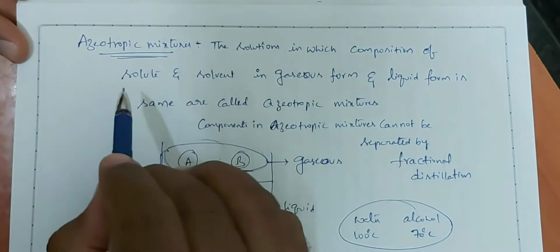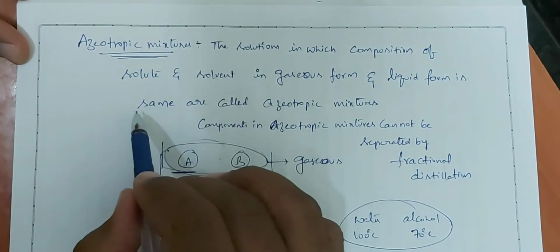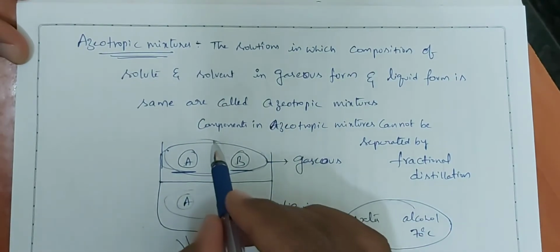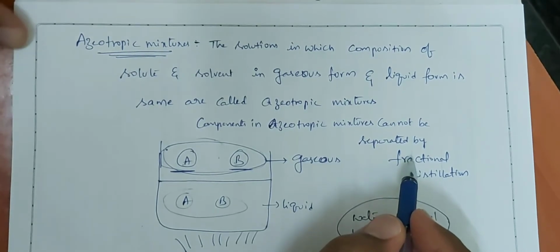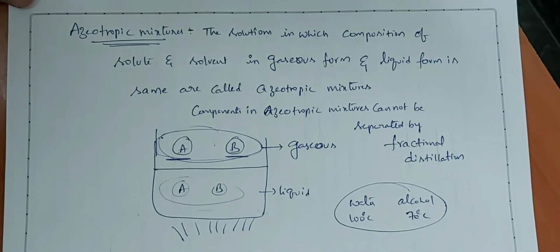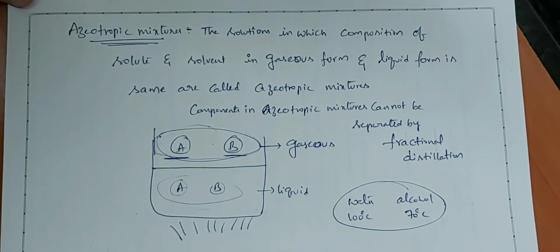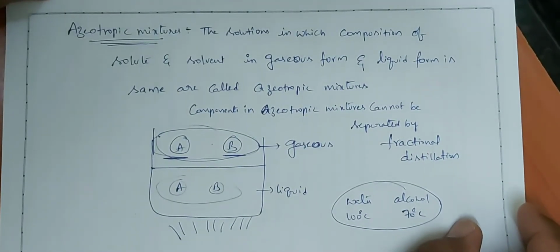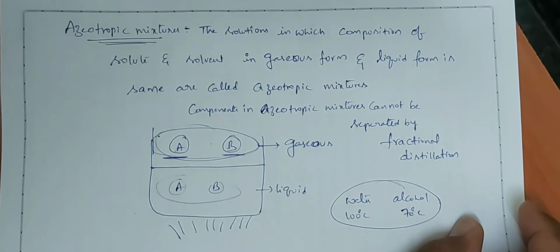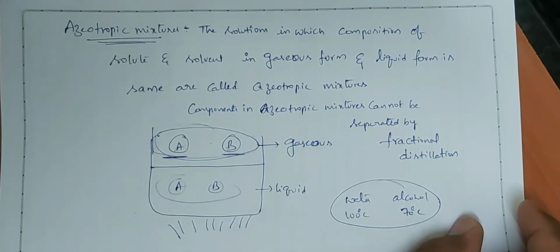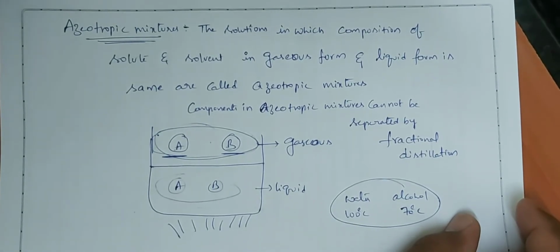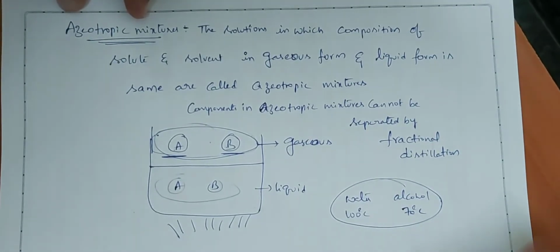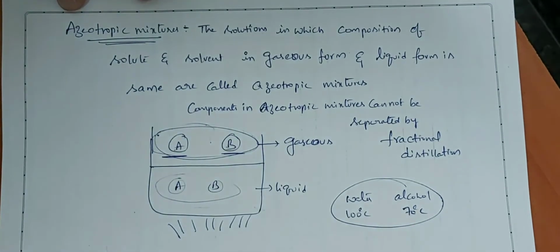One more time. The solutions in which composition of solute and solvent in gaseous form and liquid form is same are called azeotropic mixtures. Components in azeotropic mixtures cannot be separated by fractional distillation. By using fractional distillation, we can separate the components whose compositions in gaseous form and liquid form are different. That means only A will be present in gaseous form or B will be present in gaseous form. Those type of mixtures are only separated by fractional distillation. Those type of mixtures will not form azeotropic mixtures. This is the definition of azeotropic mixture, and they cannot be separated by using fractional distillation.